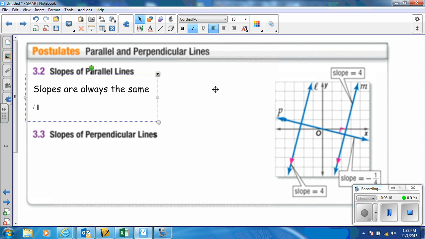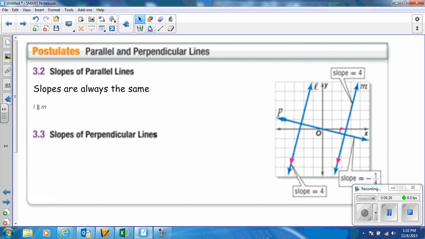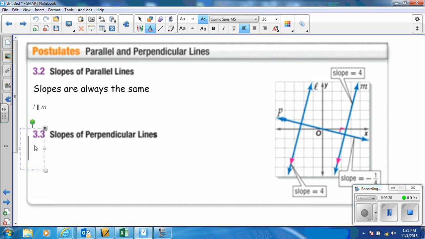Line L is parallel to line M. If you see two tall lines like that right next to each other, that means parallel. Line L is parallel to line M. That's because they have the same slope. Slopes of perpendicular lines, those are opposite inverses.